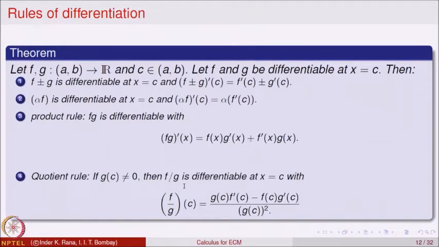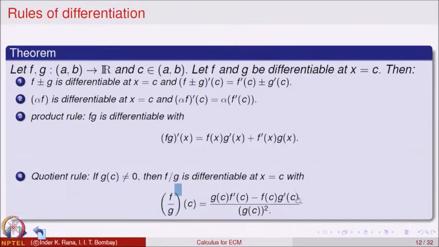So, for g(c) not equal to 0, the quotient function f over g is defined in a neighborhood of c, and if both f and g are differentiable at c, then f over g is also differentiable at x equal to c, and the derivative of f over g. There is a dash missing here, (f/g)'. So, the derivative of f over g is given by this formula.